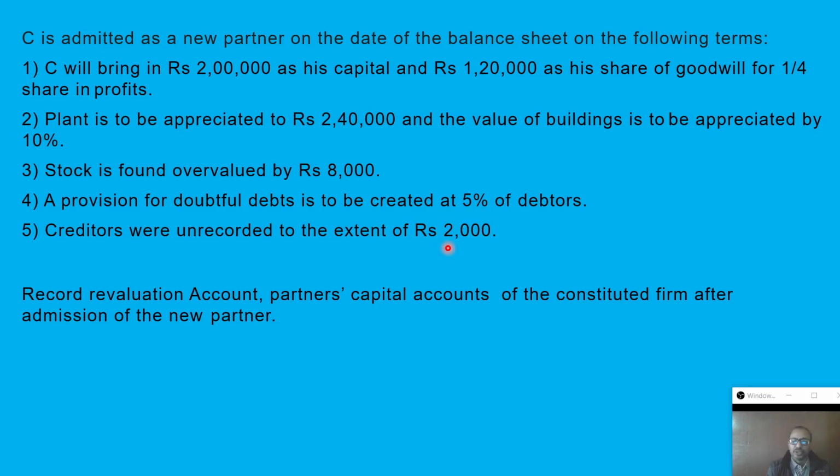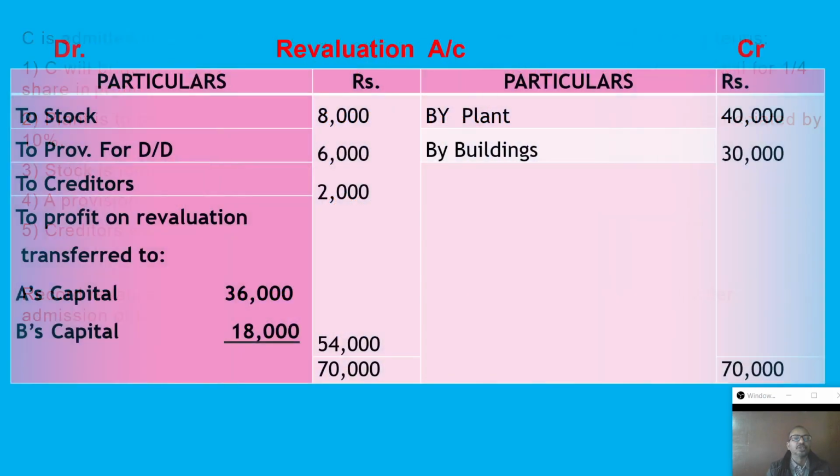So now we can see the solution, this is our solution. Revaluation account. Already I shared that both the fixed asset values increase, therefore by plant 40,000. 2 lakh to 2 lakh 40, so 40,000 increases. Building 30,000: building value 3 lakh, increase by 5%, sorry 10%, so therefore 30,000. These two are increased, so the income side increases, and on this side stock decreases by rupees 8,000. We have to decrease it as it was overvalued.